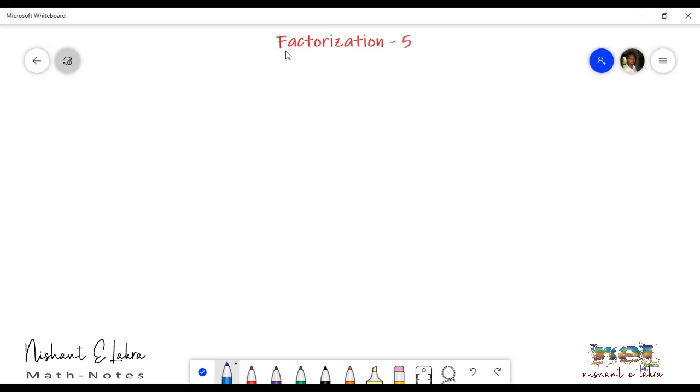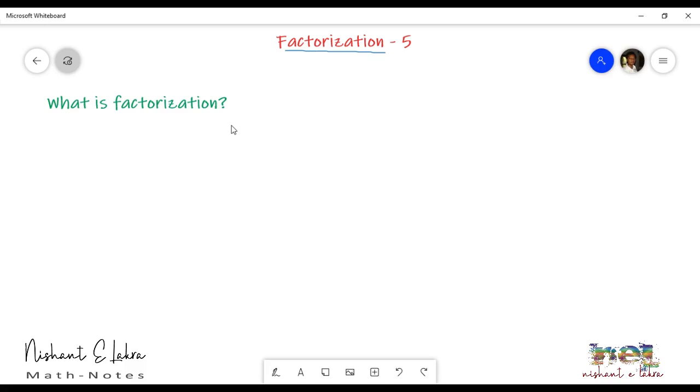Hello students, we're starting a new lesson, factorization. Let us understand what is factorization. Let's see an example to understand this.